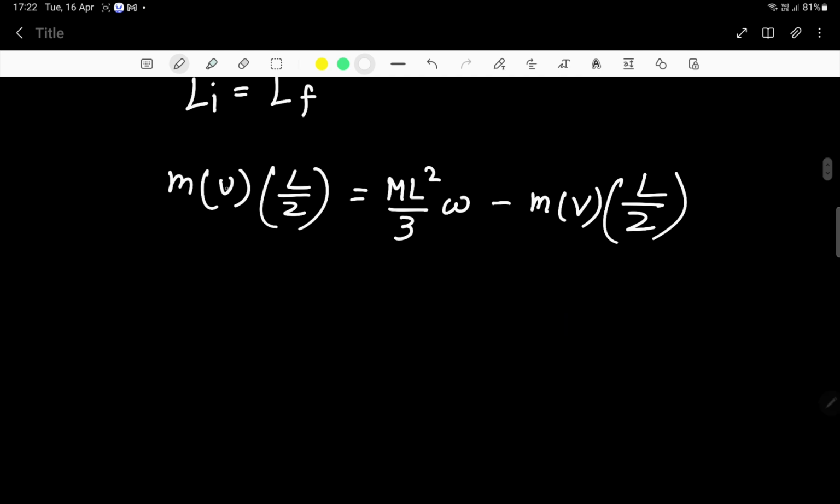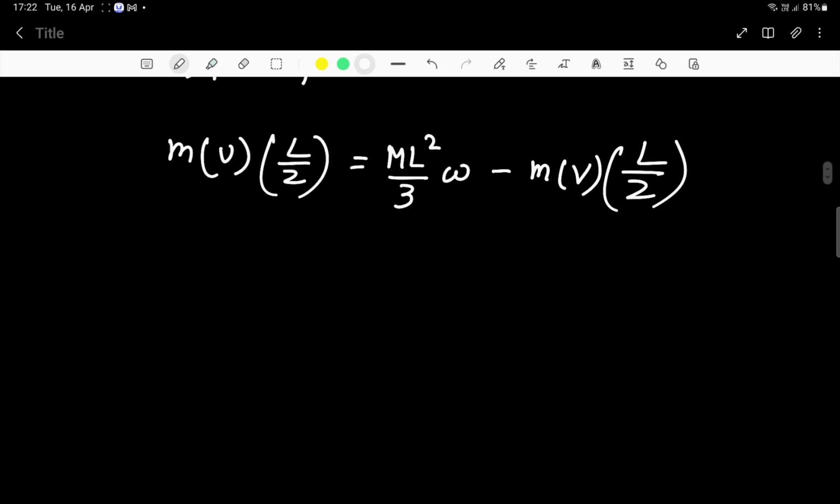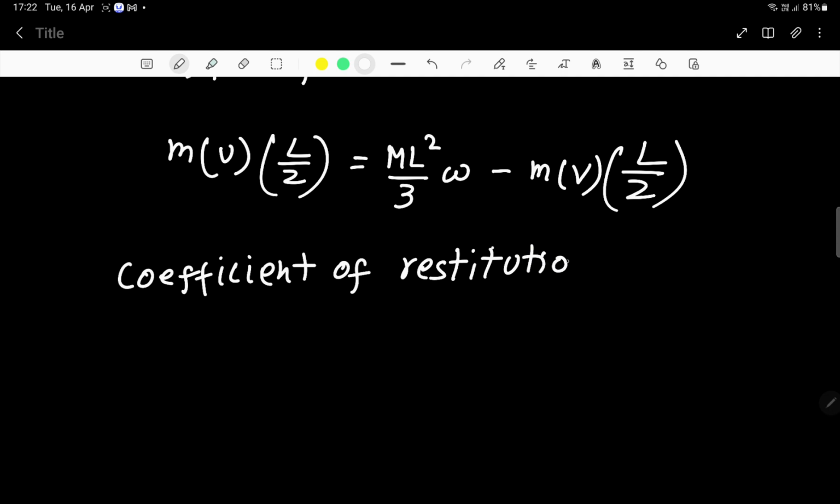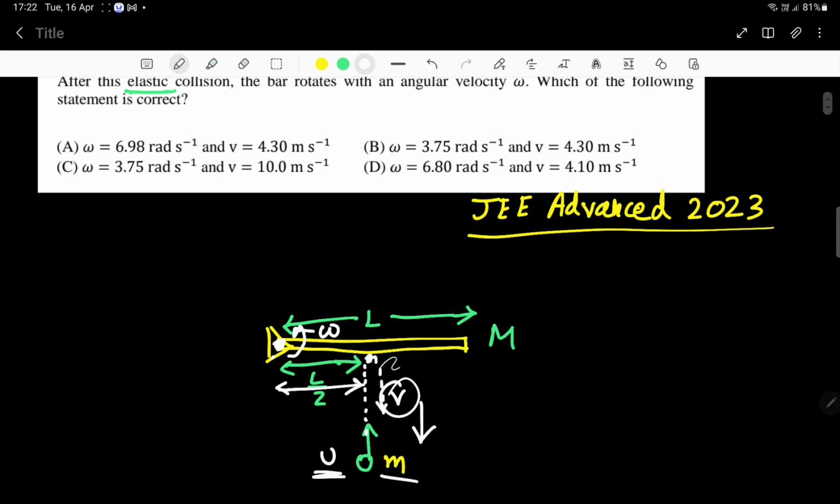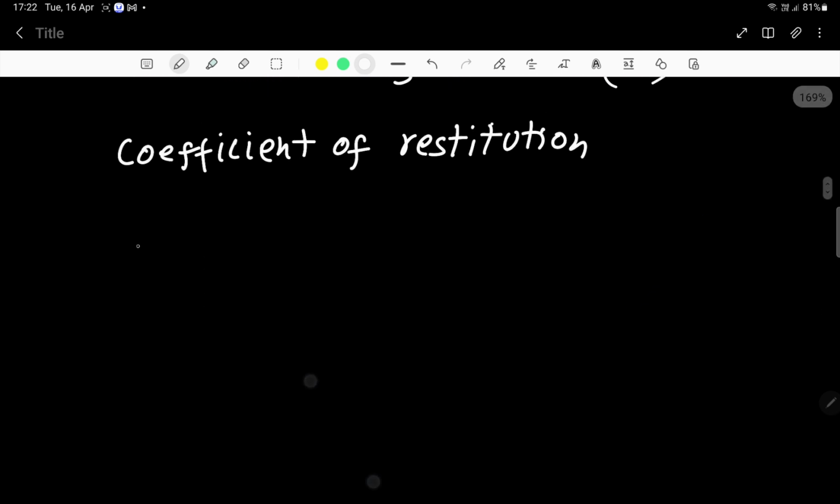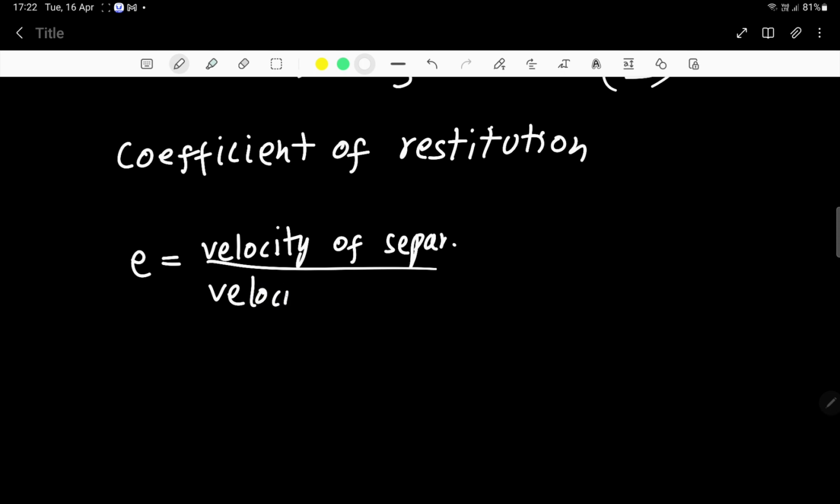Now we have got the equation of angular momentum. We have two unknowns, which are v and omega, and we only have one equation, which means we also have to find another equation. Now that equation is the coefficient of restitution. It is given in the question that this collision is an elastic collision. What it means is that there is no loss of kinetic energy. So the coefficient of restitution, given by e, is given by the velocity of separation upon the velocity of approach.